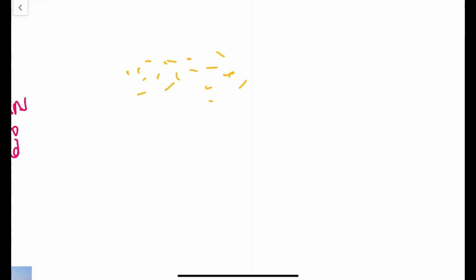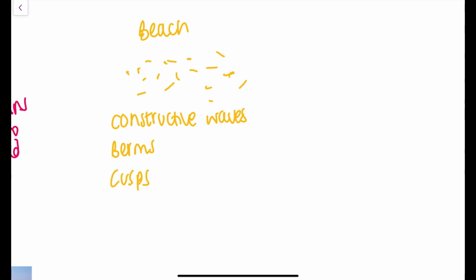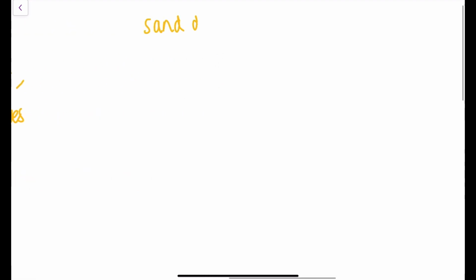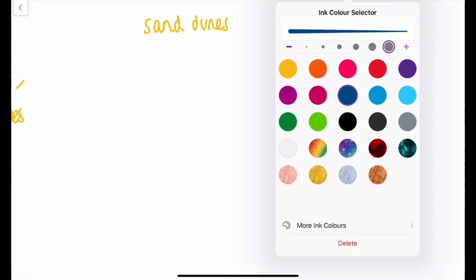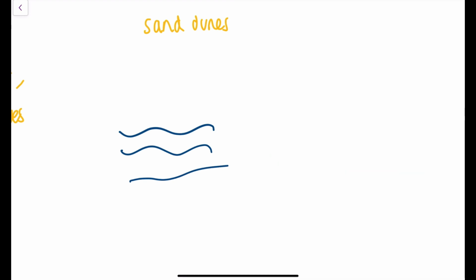We obviously know constructive waves deposit material, forming these gently sloping beaches, and sandy beaches can typically be wide and flat, whereas shingle beaches tend to be steeper. You also have berms, which are just the ridges, and also cusps. Lastly, we have sand dunes.